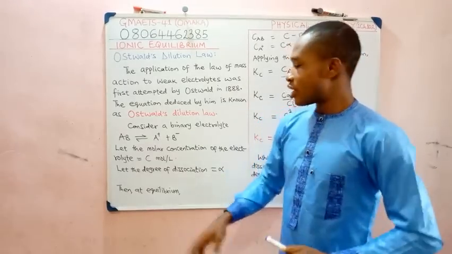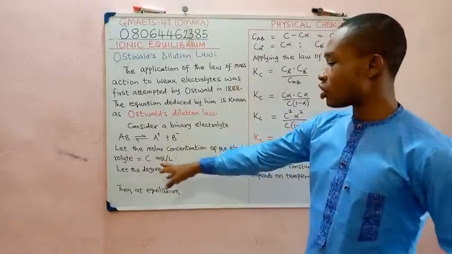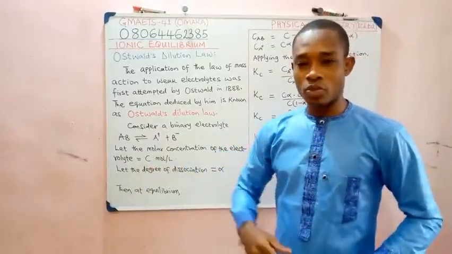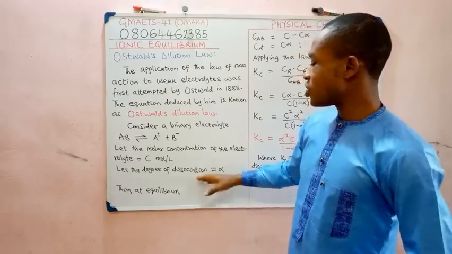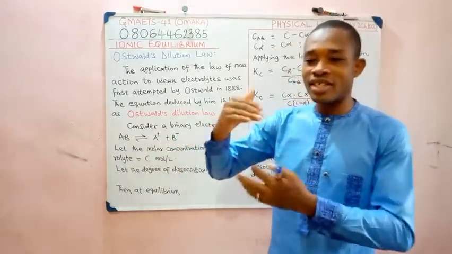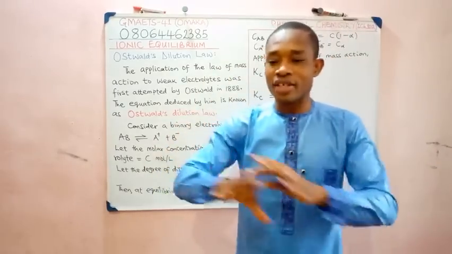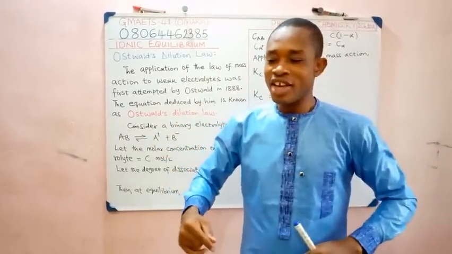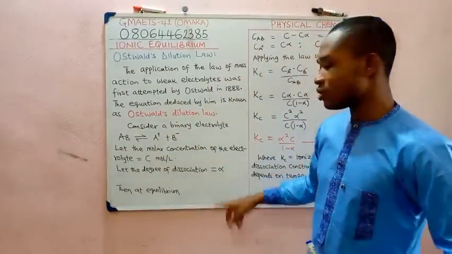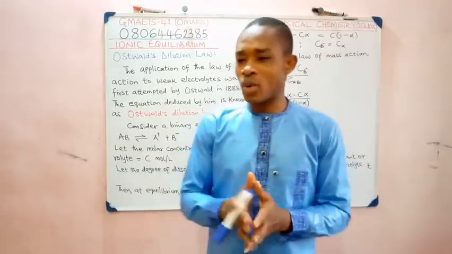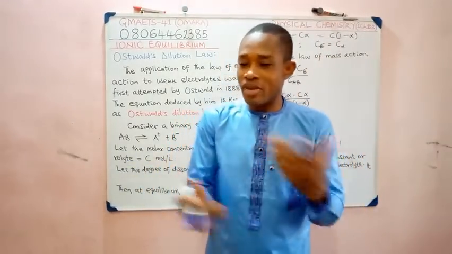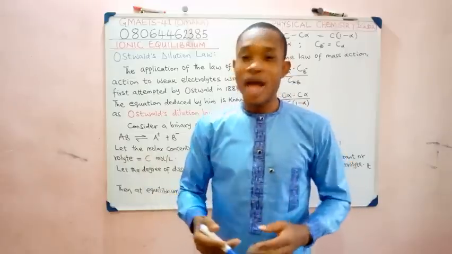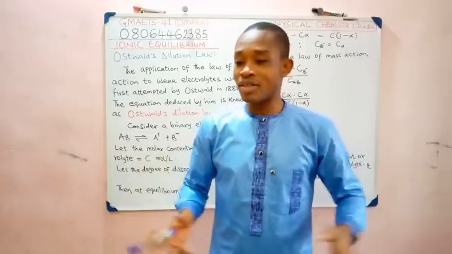If we assume the concentration of the electrolyte to be C in moles per liter or moles per dm cube, and then we refer to the degree of dissociation, that is the rate at which the electrolyte dissociates to give us the ions, as alpha, what is going to happen at equilibrium? You know, the concentrations when the reaction is just starting and the concentrations at equilibrium, they are not the same.